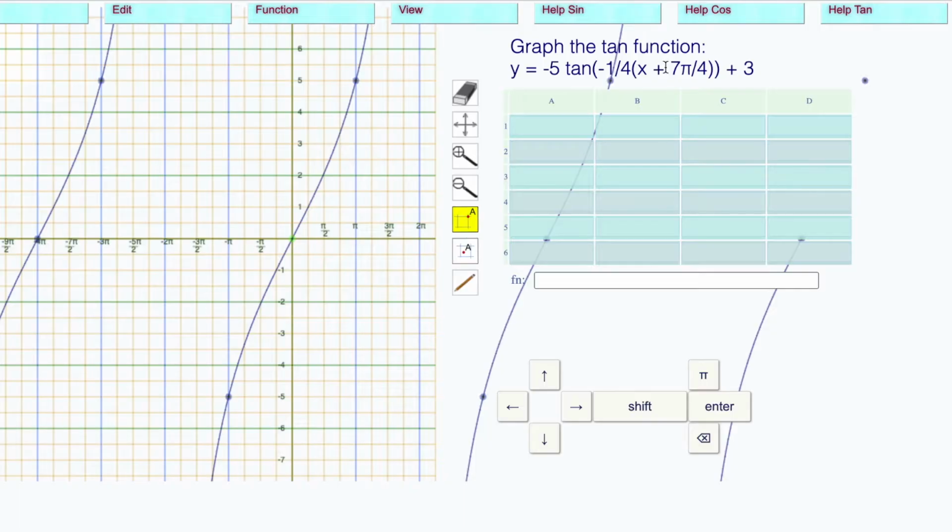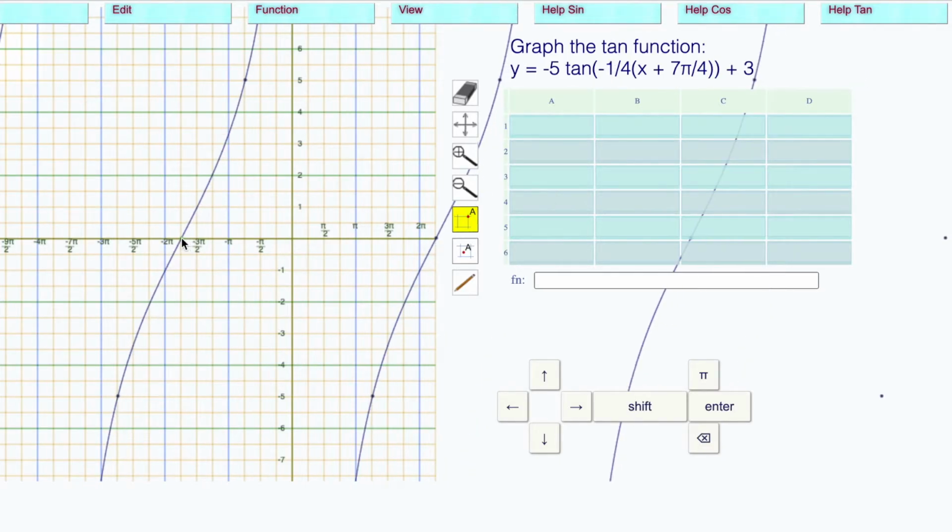The h is -7 pi over 4. Remember, it's x minus h. -7 pi over 4. -8 pi over 4 is really -2 pi. Translate this to -7 pi over 4. This is -8 pi over 4. This is -7 pi over 4.